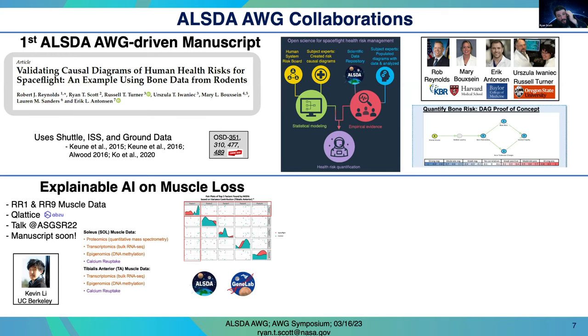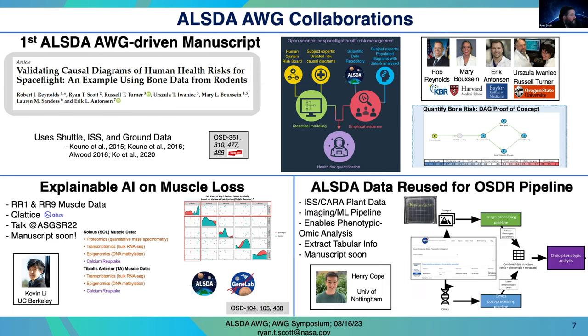Another AWG collaboration was what Val Fajardo pointed to, which also ties to ABZU, which I know Jonas was mentioning, is the explainable AI activity on muscle loss. After Val submitted the RR9 calcium uptake spectrophotometry data, there were already RR9 data and R1 data in, of course, from GeneLab. And so it was a really nice exercise to be able to integrate those data and then have new results that have real biological implications. So those are the data sets connected to there.